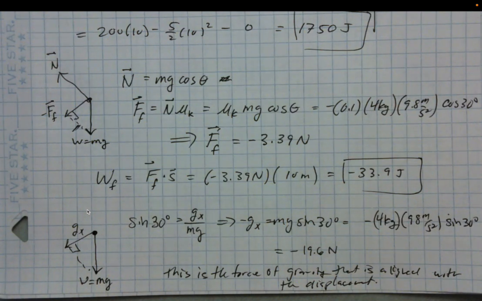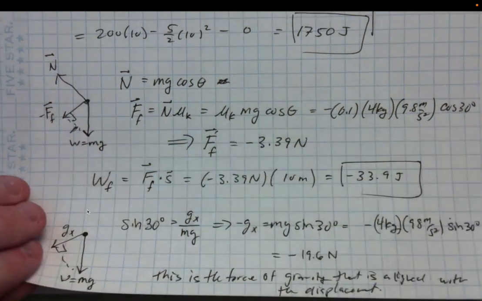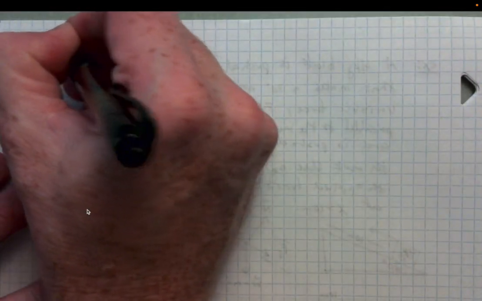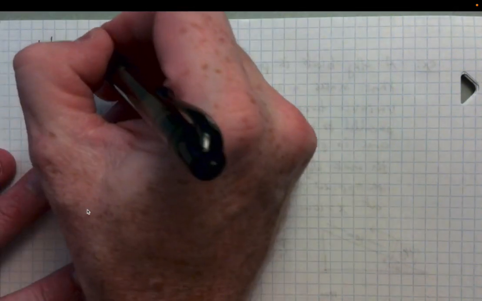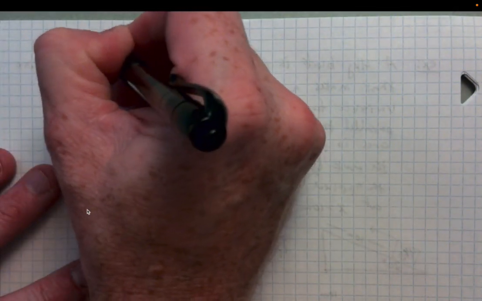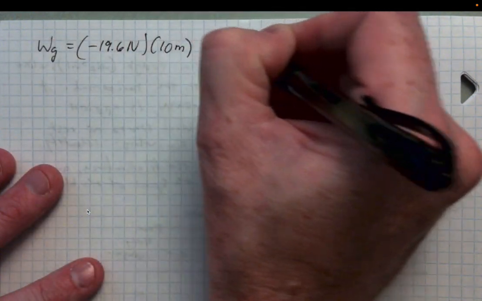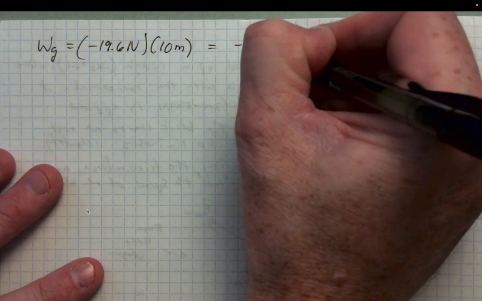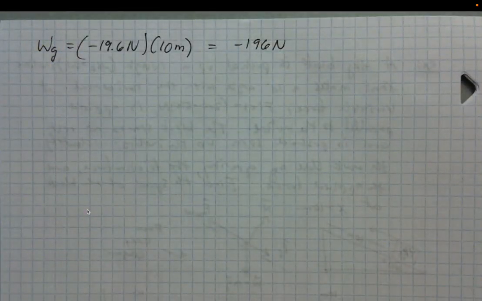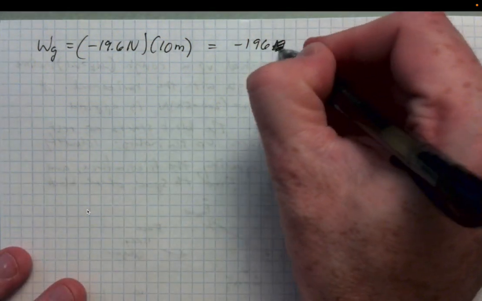We just need the part of the weight that's pulling it back down, that's aligned with the displacement. In this case, it's opposing the displacement. Okay, and so once we have that force, we can calculate the work that's done by it. So the work done by gravity is just equal to negative 19.6 newtons for 10 meters. So negative 196 joules, sorry about that.